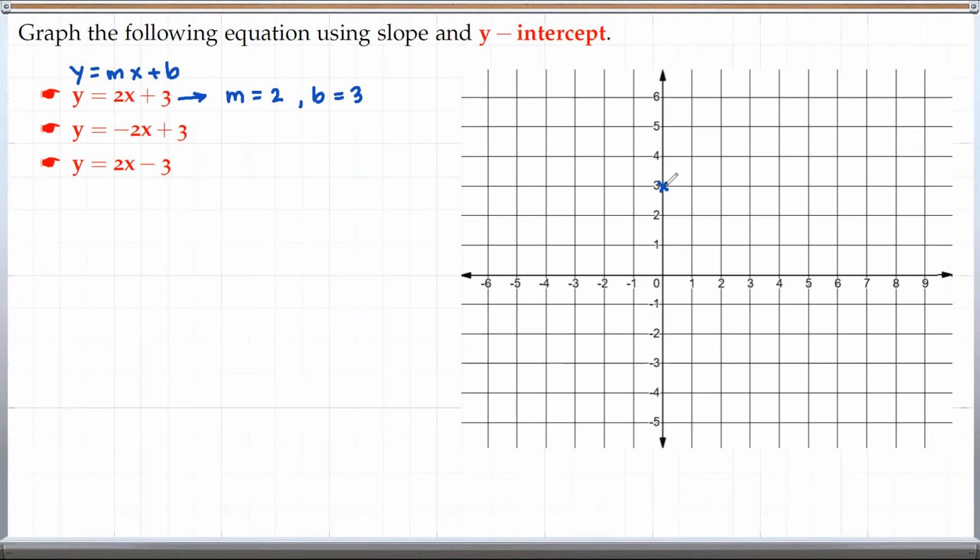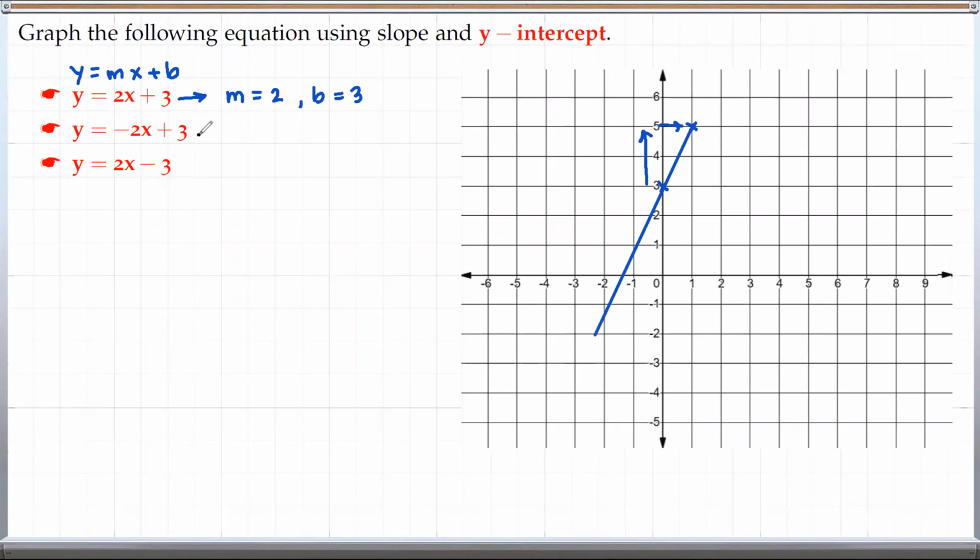And the slope is 2. That means when you go up by 2 units, you must go to the right by 1 unit. So you end up here. So the graph for the first equation must go through those 2 points. Let's quickly draw that. So this is how the graph for the first one should look like. Right, so now let's look at the second one.